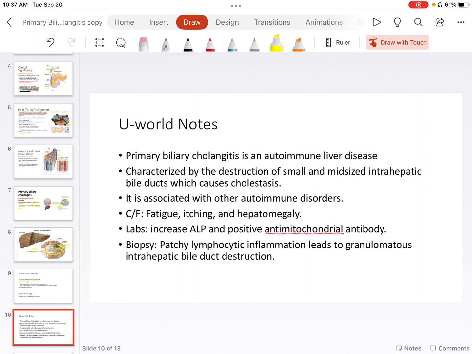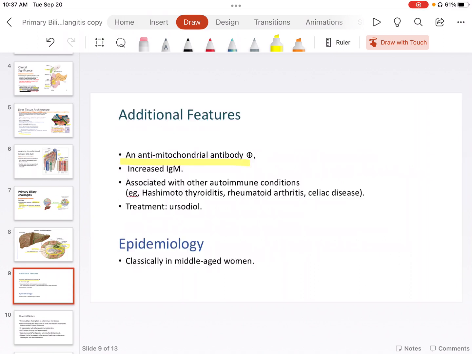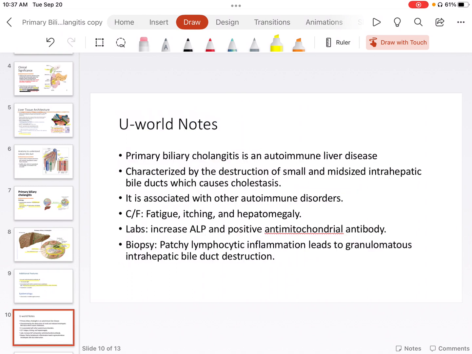And the third point is it is associated with other autoimmune disorders. As I mentioned before, there is a possibility that the patient might have rheumatoid arthritis or any other autoimmune disease like Hashimoto thyroiditis and celiac disease. And the fourth part is the clinical features. What are the clinical features? Patient might have fatigue, itching, and hepatomegaly, the classic liver symptoms, because there is inflammation and scarring going on in the liver. The liver is affected.